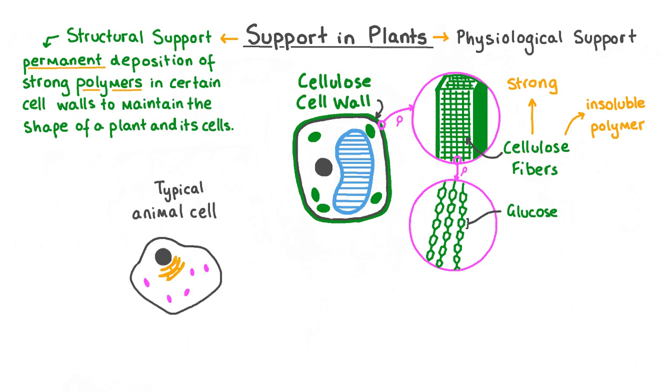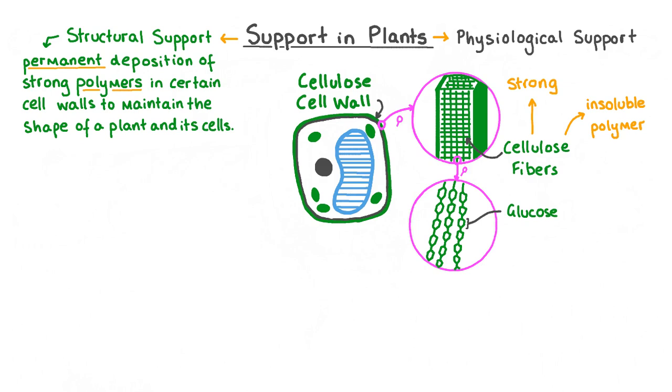Cells without cell walls, like this typical animal cell, will also absorb a lot of water molecules by osmosis if they're placed in an environment that has a higher water potential than the cell itself. However, without a cell wall, when a typical animal cell gains too much water, the cell will burst. In the same situation, plant cells will just become more swollen and firm as their rigid cell wall prevents them from bursting.